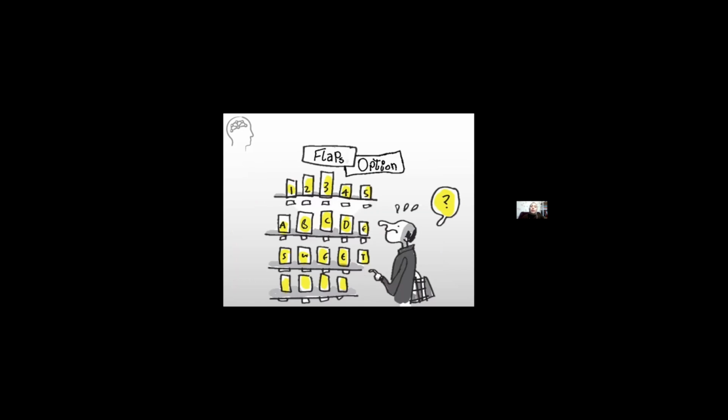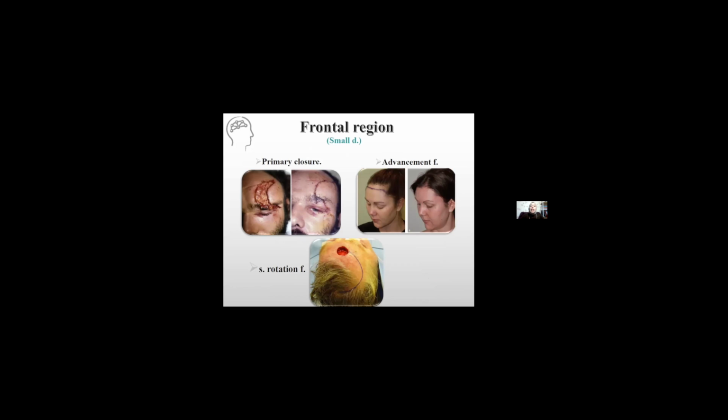Now, flap options. There are many flap options. For that reason, we'll talk about the most accurate flap options in each region according to the defect size in that region, and some important principles that must be taken into consideration when dealing with flaps in specific regions. So we'll start with the first region, the frontal region. For a small defect, we have three options.